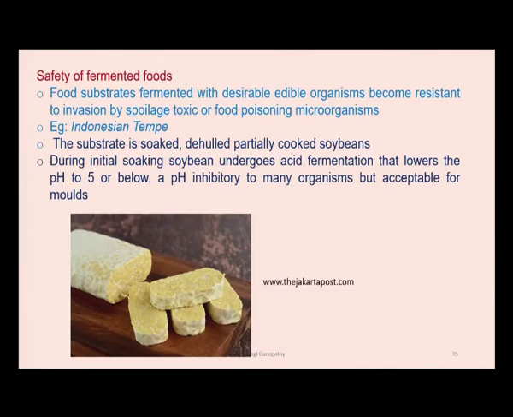So, when we talk about food substrates which are fermented with desirable organisms, the point is that when a food is already colonized with a microbe, the presence of that microbe can actually prevent invasion or further inhabitation of the food by food poisoning or toxic microorganisms. A typical example of this is the Indonesian tempeh. In this case, the substrate is soaked, partially cooked soybean. This is a specific fermented food.